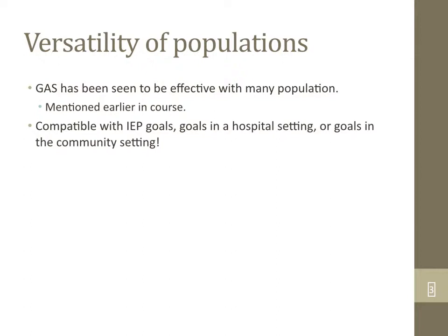Another benefit of using goal attainment scaling would be the versatility of populations that can be used. As was noted earlier in this course, there is a large range of populations that can be used with GAS. Geriatric, children, brain injury, and mental health, just to name a few. As Carol Conway mentioned earlier, GAS objectives and IEP goals work nicely together, so GAS seems like a good partnership in the schools.